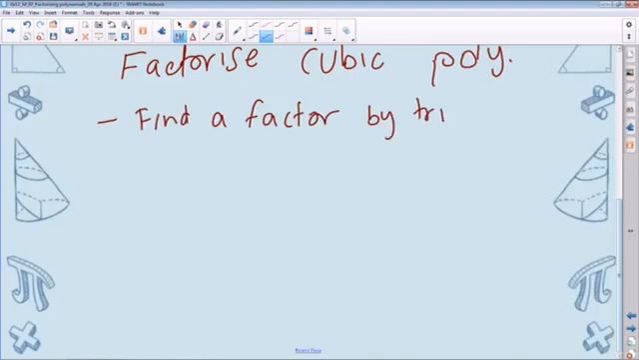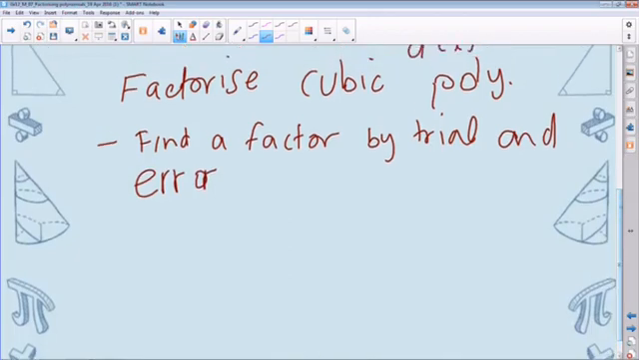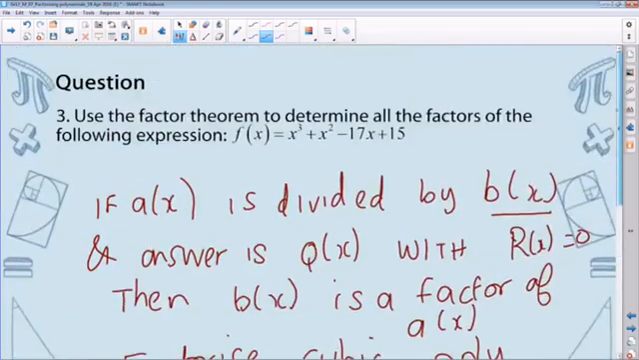Many of you would have already been doing this section at school, and you sometimes think, oh, this is so frustrating. Is there no quicker way? Unfortunately not. You have to find your factor by trial and error. Now, what I actually want to mention before we carry on, consider what we were doing here, our x cubed plus x squared minus 17x plus 15.